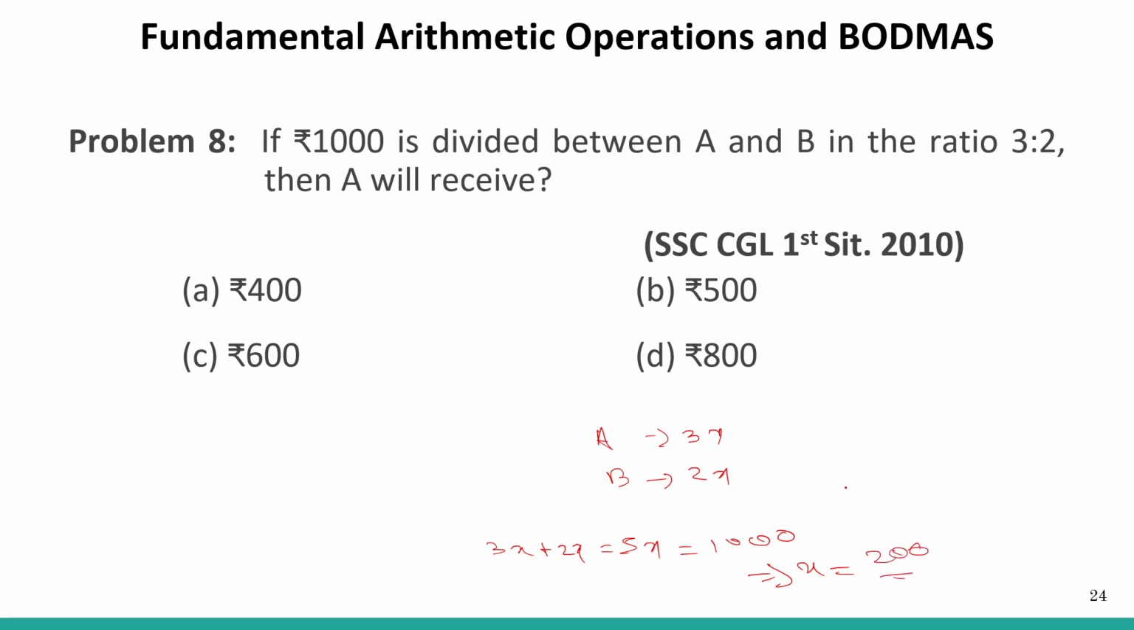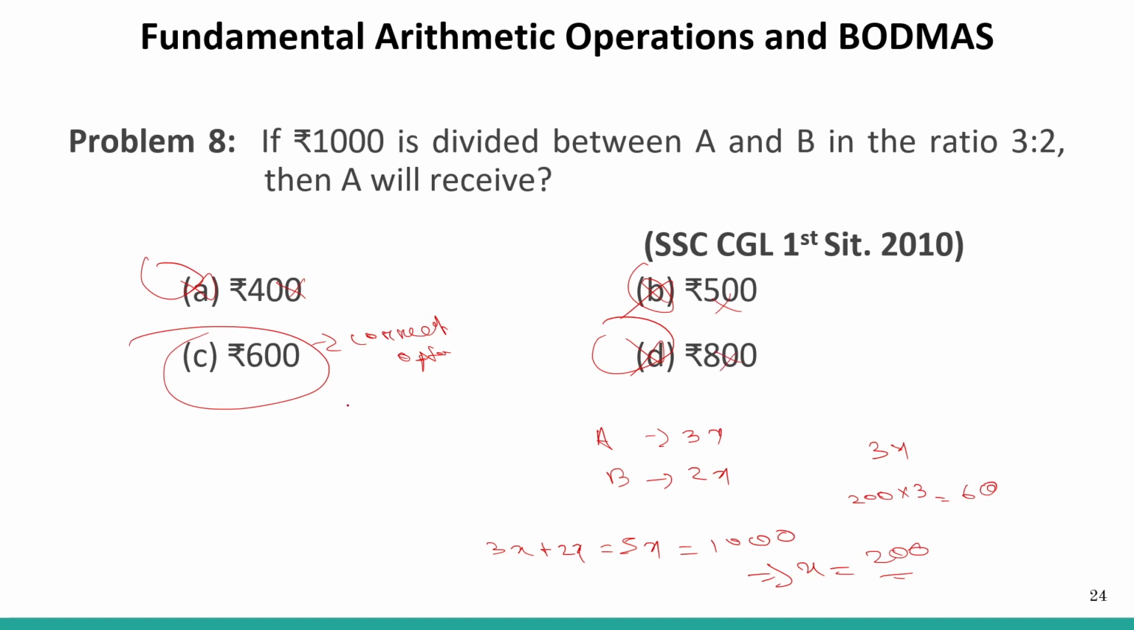So A will receive 3x. So 3x is equal to what? 200 into 3, that is equal to 600. So here you can see that C is the correct option. And D, B, A, these are all wrong options. Okay. So C, that is 600 is the correct option.